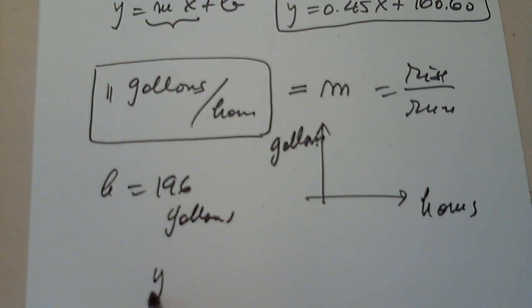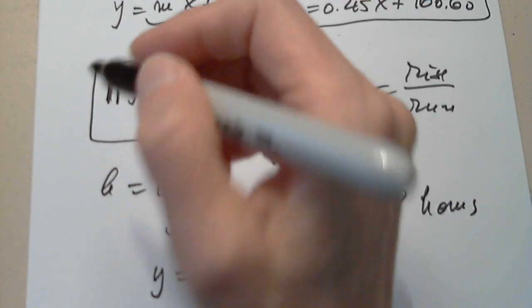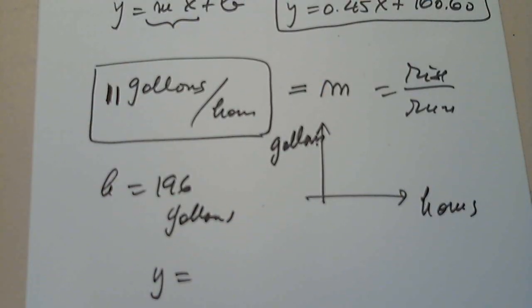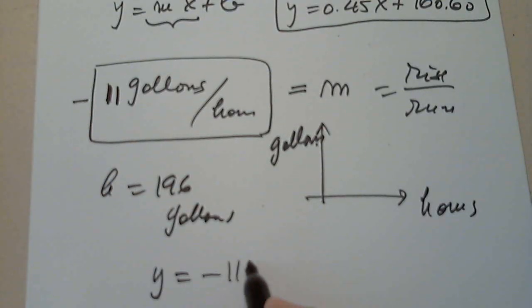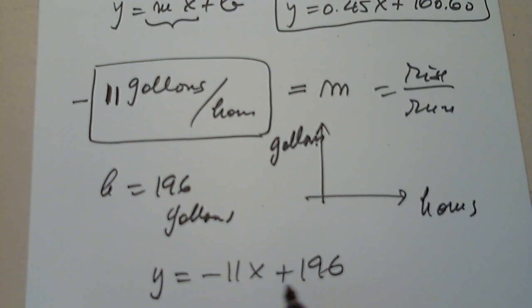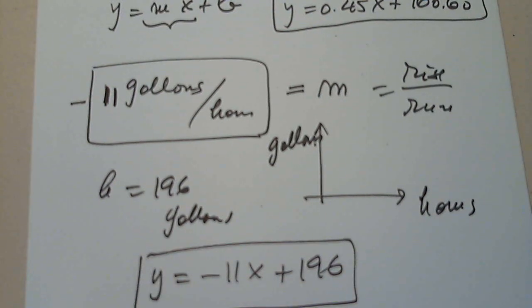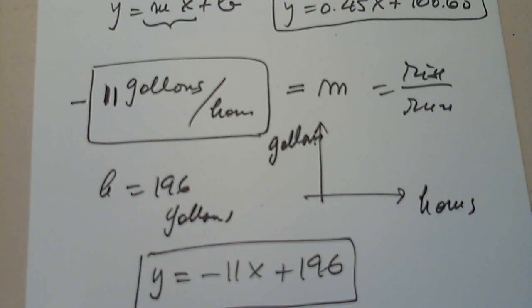So now I want to write the equation. How do I write the equation? Careful. We are draining. We are draining at 11 gallons per hour. So what does that mean if we are draining at 11 gallons per hour? What is the negative 11x? Exactly. So negative 11x plus 196. The y-intercept. Excellent. Good. Moving on.